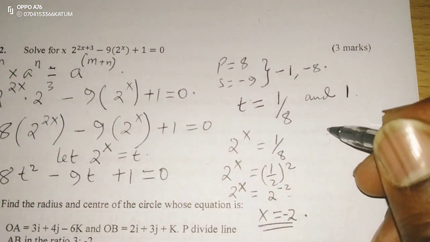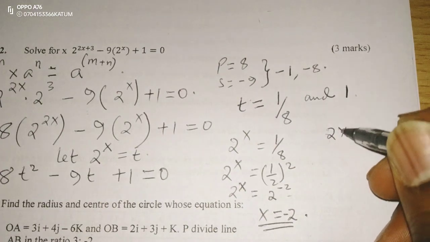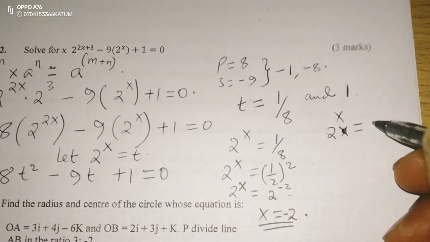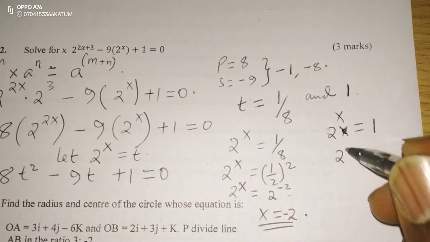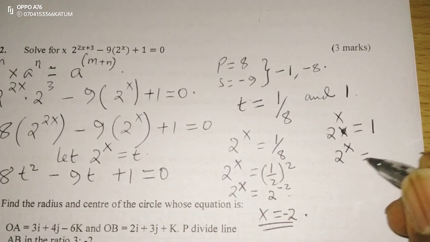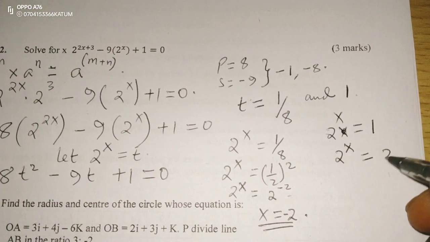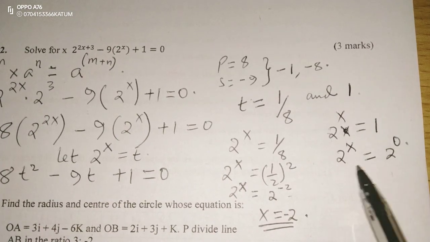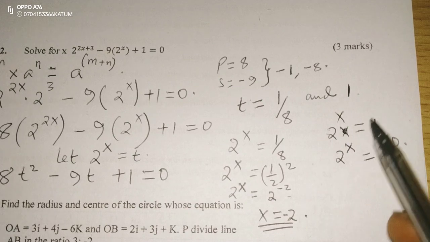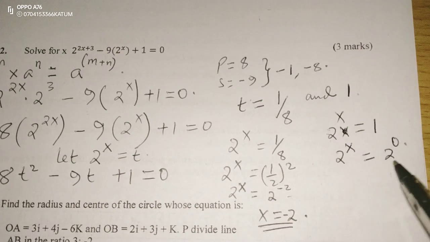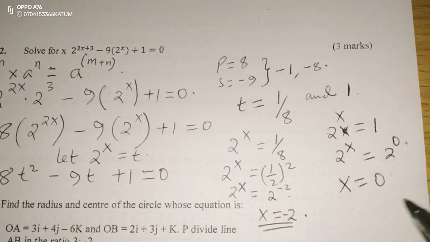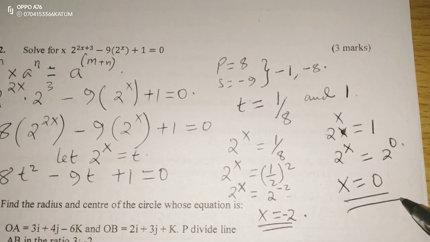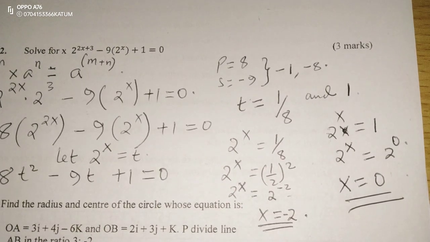The other one is whereby we shall say 2 raised to x equals to 1. We express 1 to the base of 2. 2 raised to x equals to 2 raised to 0, because anything raised to 0 equals to 1. Therefore, we make it the same base, and we can equate x to 0. So the values of x are either 0 or negative 2.